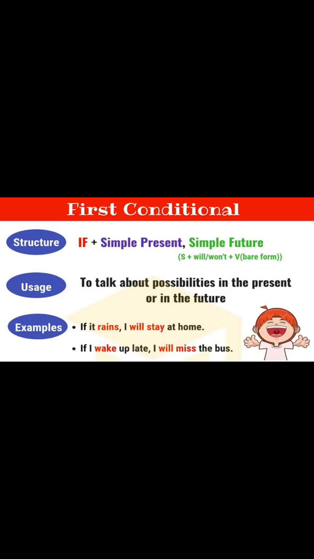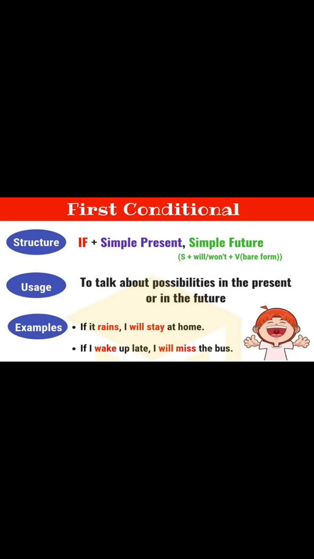Okay, as I had already said, the first conditional is used to talk about possibilities in the present or in the future. The structure is if, then simple present, and finally simple future. In the simple future we can use will or won't, right?